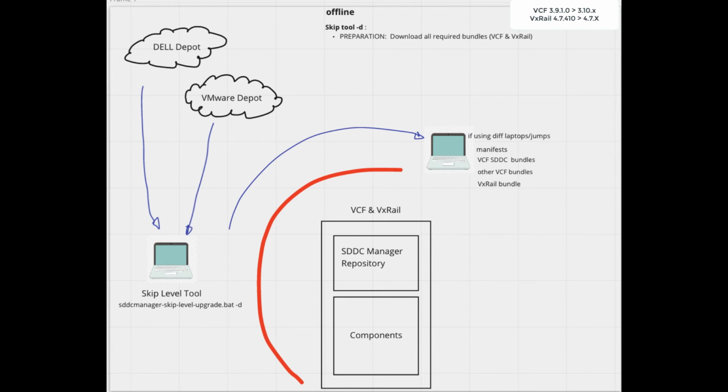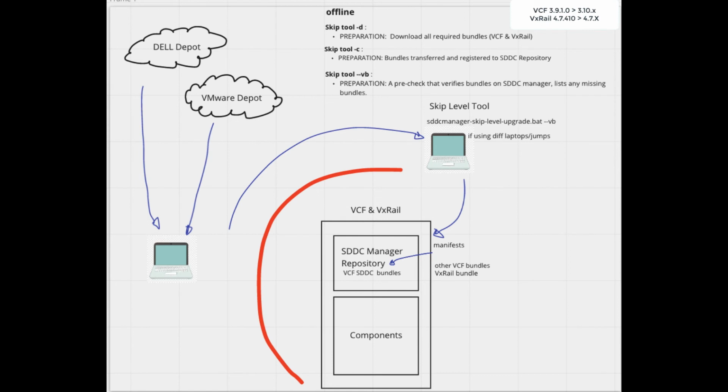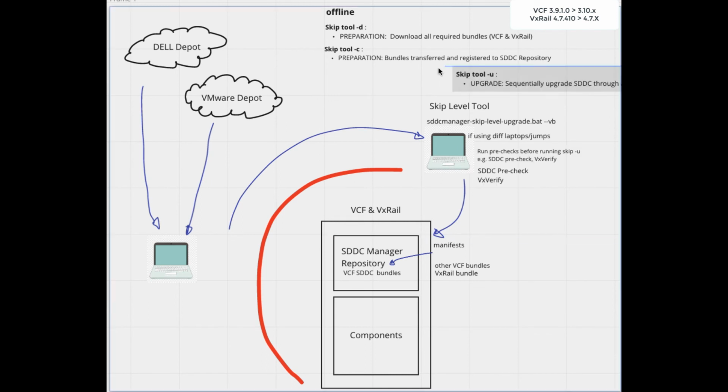And now we'll run the skip tool from the second jump host or laptop. So now the bundles are copied over to the SDDC VM using the -C option. And then the VCF SDDC bundles are registered in the SDDC repository. We'll then run the VB option to run a verification, and that'll check all the bundles have been copied across, there's no issues there, and everything that needs to be there is. And then we can run the -U option, which is the upgrade.